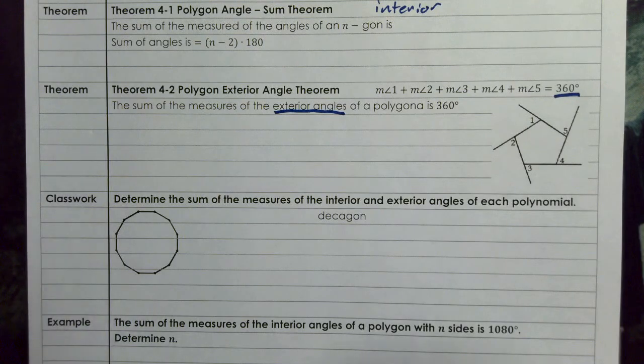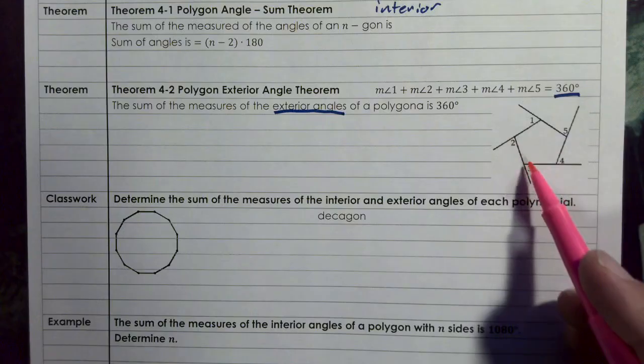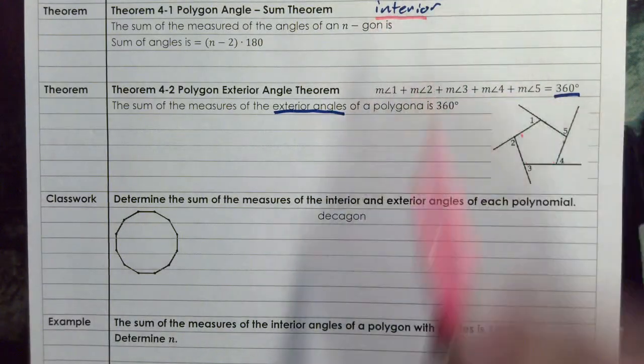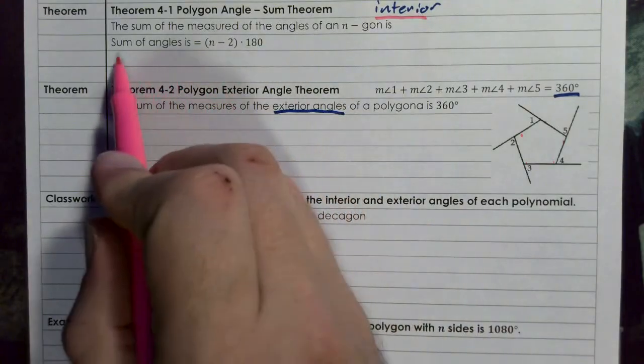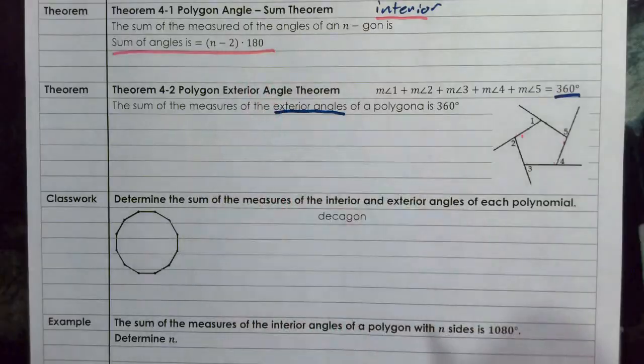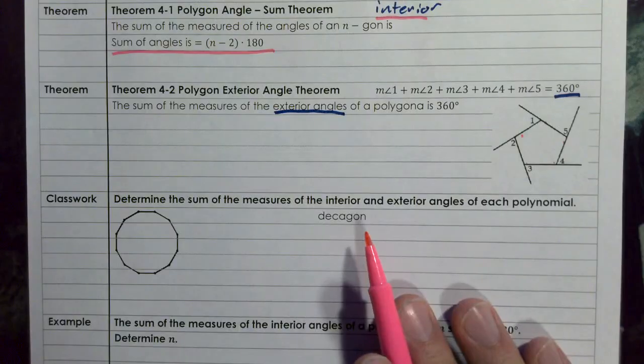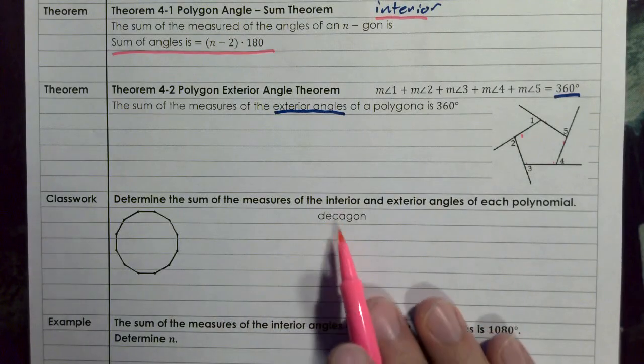But if you're looking at the interior angles, so these little angles that are inside of there, it's going to be different every time. It's going to be based on how many sides that shape has. You're going to subtract 2, and then multiply by 180. Subtract 2, multiply by 180. So let's just try it out.